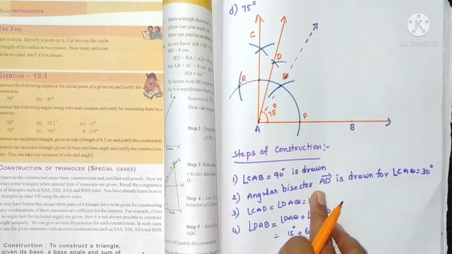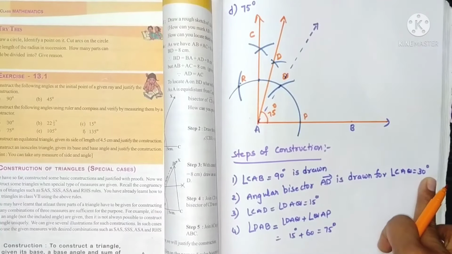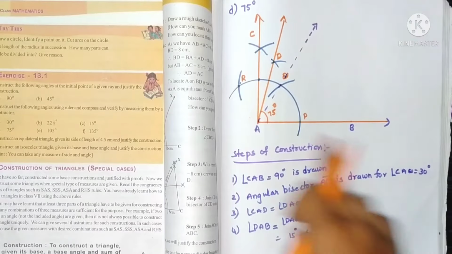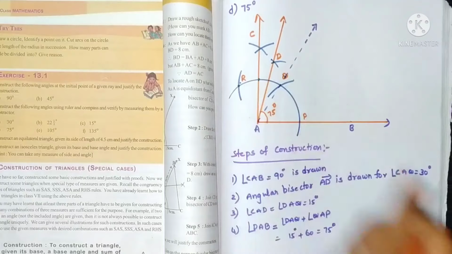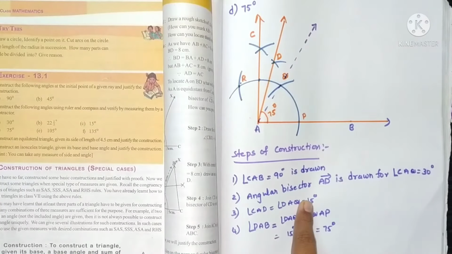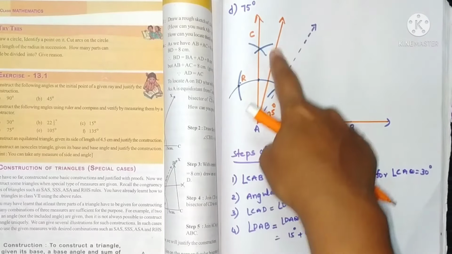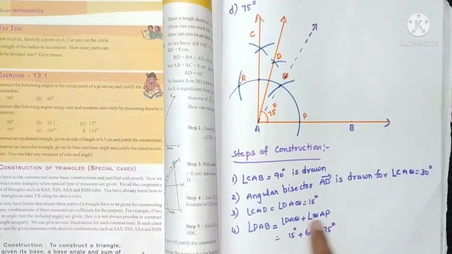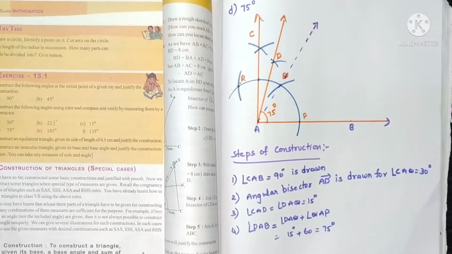Angular bisector AD is drawn for angle CAQ, 30 degrees. CAQ, this area. So angle CAD equals DAQ, 15 degrees. Now angle DAB is the sum of DAQ and QAB. So that is 15 plus 60, 75 is the required angle.